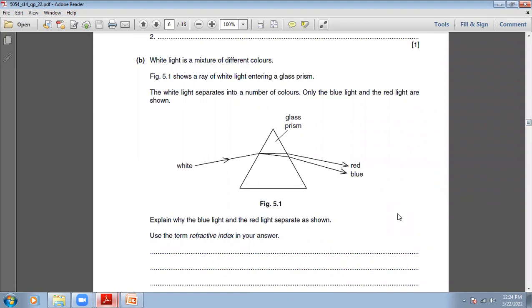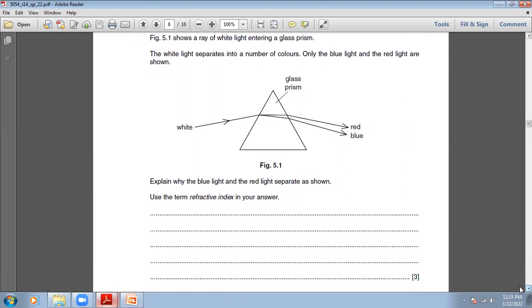He says white light is a mixture of different colors, and figure 5.1 shows a ray of white light entering a glass prism. The white light separates into a number of colors. Only the blue light and the red light are shown. Explain why the blue light and the red light separate as shown, using the term refractive index in your answer.